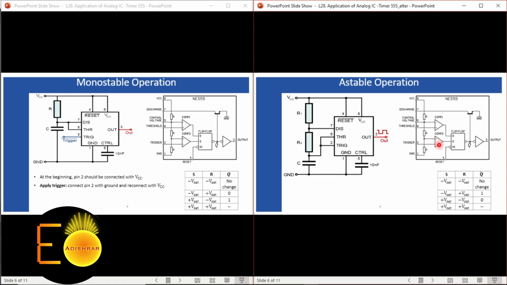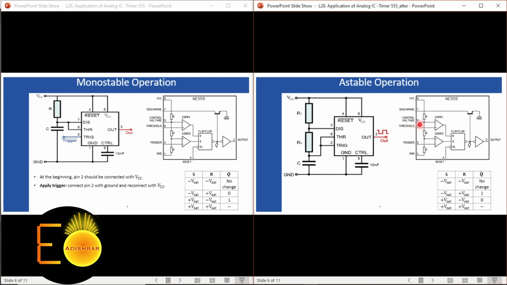That will make the output of the comparator 2 saturate at plus Vset. So that will be the corresponding input for the S as logic 1. On the other hand, if you look at the input for the comparator 2, here pin number 5 is grounded through the capacitor, as I usually did for the monostable operation also. In this case also I'm doing the same thing.